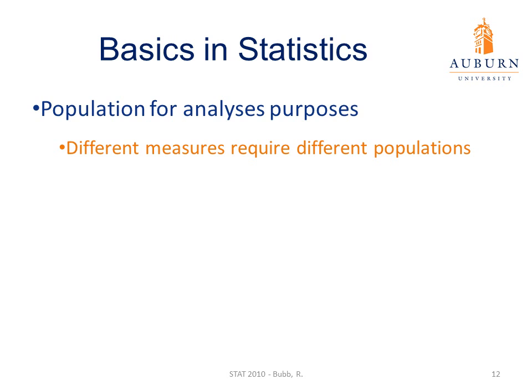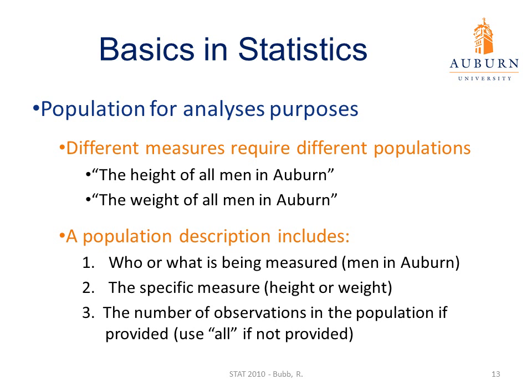When it comes to analyses, it's important to remember that with populations, the measurement matters. And so when we describe populations, we have to include the measurement. So different measures require different populations, even if you're measuring the same group. For example, if I was to measure men in Auburn and I wanted to measure their height and their weight, I'd have to remember that there are two populations there.